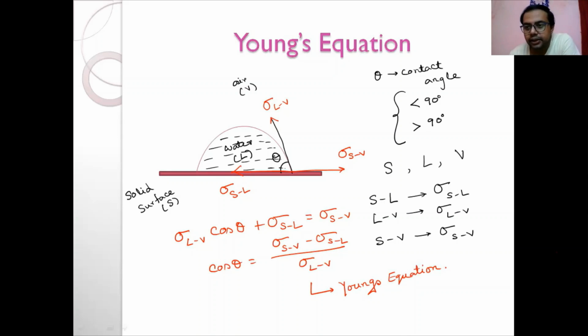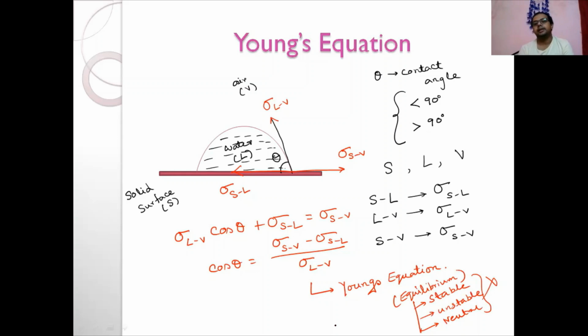This equation is the Young's equation. It is coming from the equilibrium. But we don't know whether it is a stable equilibrium or unstable or neutral. This thing we cannot decide from here.